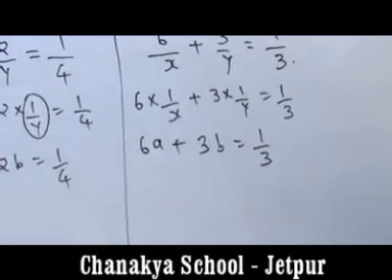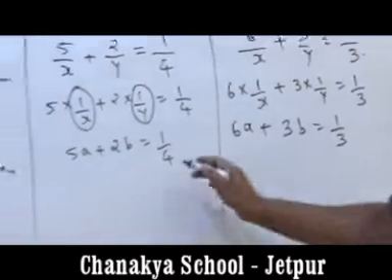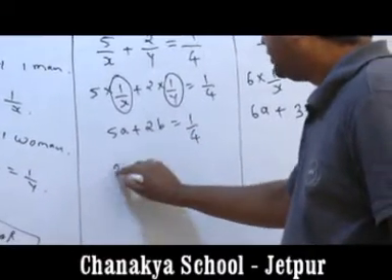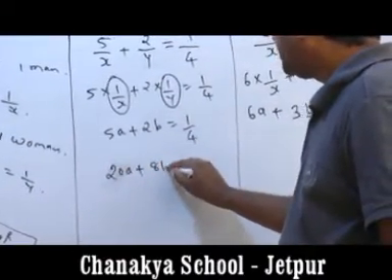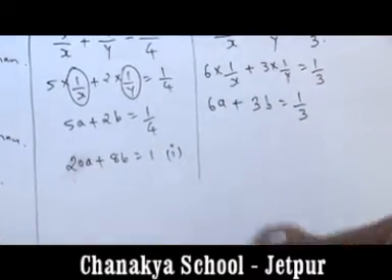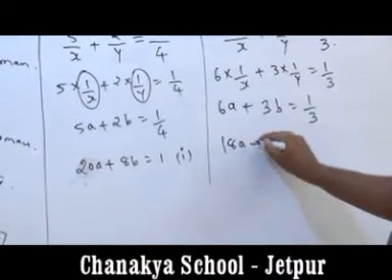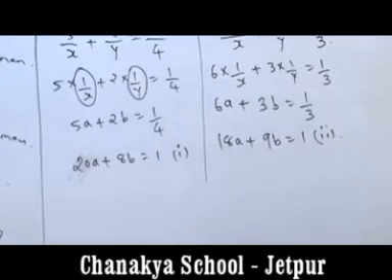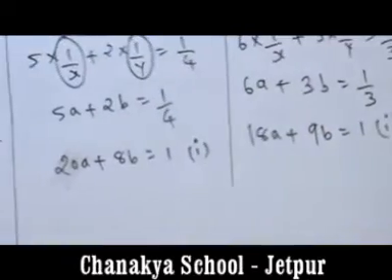Okay students, now cross multiplying it, we get 20a plus 8b equal to 1, equation number 1. Okay, here cross multiplying gives 18a plus 9b equal to 1, equation number 2.